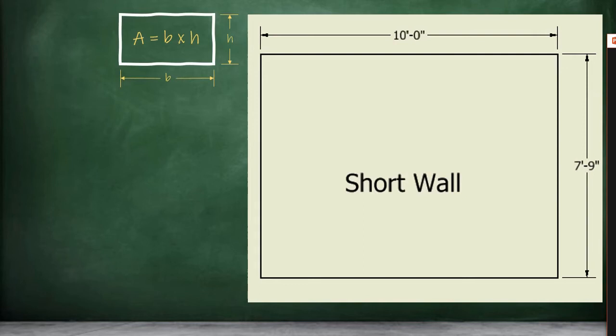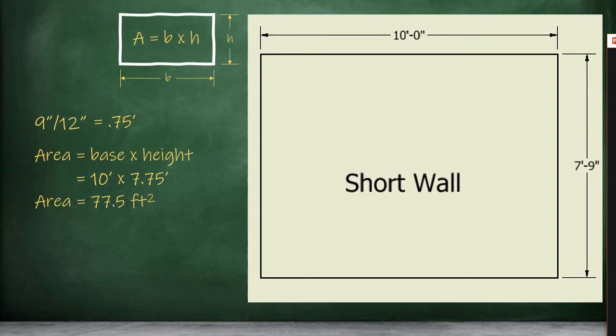Instead, we'll convert the 9 inches into the decimal equivalent of feet, and then add it back together with the 7 whole feet. Since there are 12 inches to a foot, we have to figure out the decimal equivalent of 9 out of 12. Not too difficult. We simply divide 9 by 12 and we get an answer of 0.75 feet. So our height measurement is 7.75 feet. Now we have what we need to find the area. 10 feet times 7.75 feet equals 77.5 square feet for this wall.